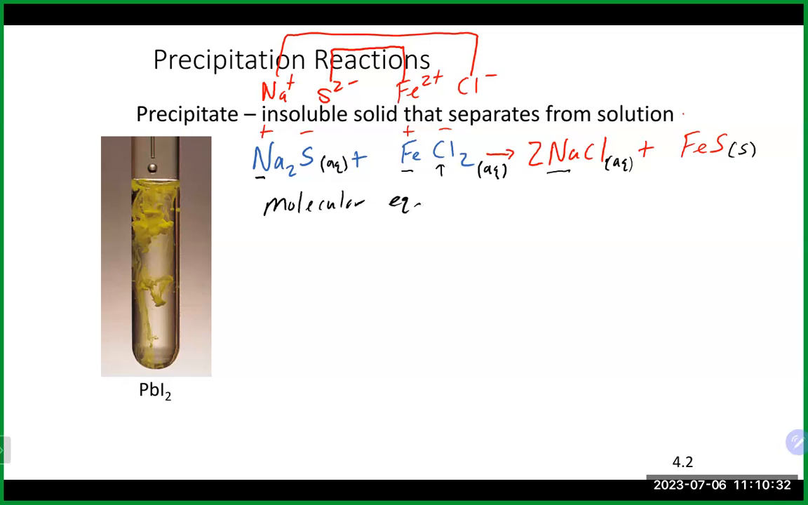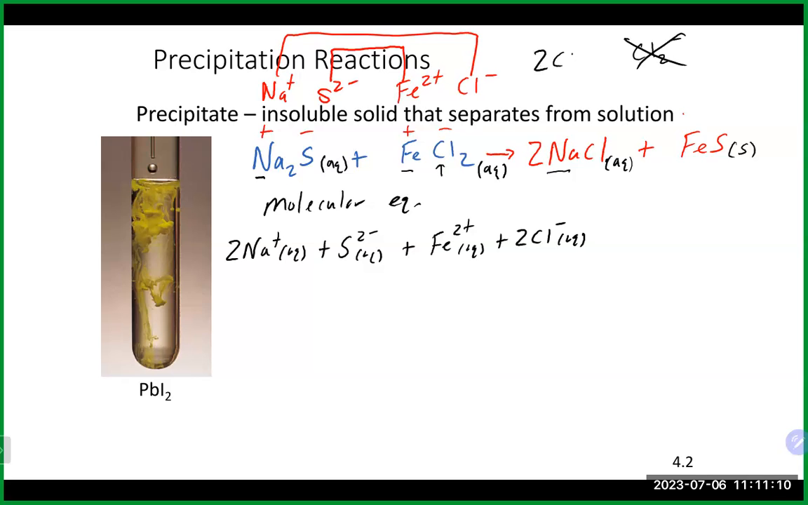We can now write our total ionic equation. Since this first guy is ionic, it's going to break apart into 2 sodiums, and so 2 comes to the front, and 1 sulfide. The iron chloride is also ionic, which means it's a strong electrolyte. It will break apart into an iron with a +2 charge. The 2 comes in front of the chloride because we do not have Cl2 minus there. That is 2 Cl minuses. Again, very common, people will write something like this, which is not the case. You have the 2 in front because you have 2 of these guys floating around.